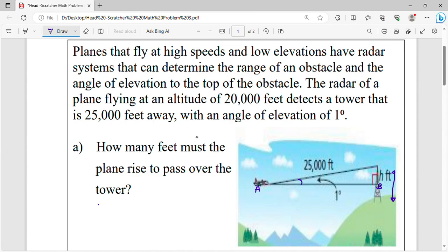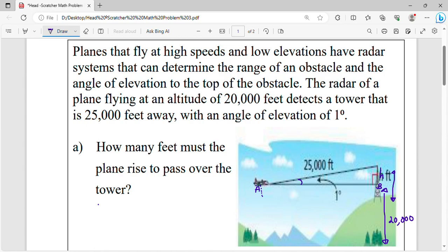Okay, so let's see, the radar of a plane flying at an altitude of 20,000. So basically, if I look at this, the altitude is nothing but 20,000. Whatever he has marked is actually 20,000. The balance of the distance is from the ground level. So I need to find what, let's say this distance is h.